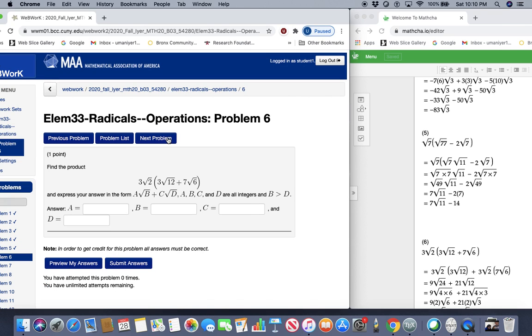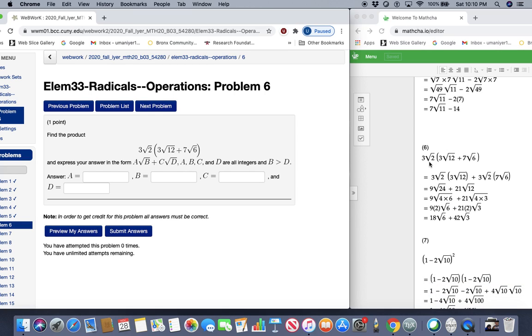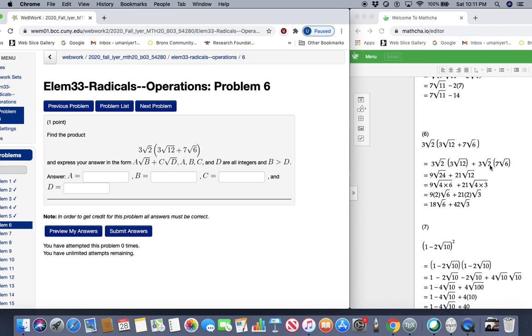Next. 3 square root 2 times 3 square root 12 plus 7 square root 6. So distribute: 3 square root 2 times 3 square root 12 plus 3 square root 2 times 7 square root 6. That's simply distribution. Now multiply the whole parts in each term. 3 times 3 is 9. Multiply the radicals. Square root 2 times square root 12 is square root 24, plus 3 times 7 is 21.